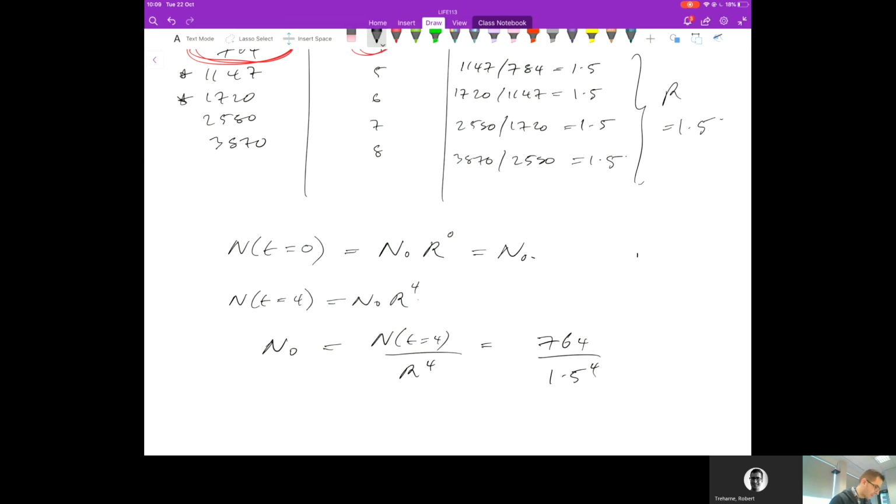Okay, and I get an answer to the number of whole rats. You can't have half a rat. 151 rats. Okay, so at t equals 0, we start with a population of 151 rats. Okay, right, end of that question.